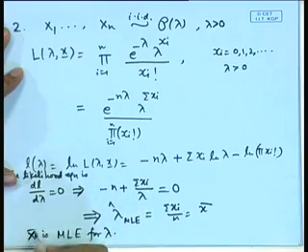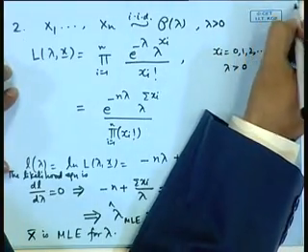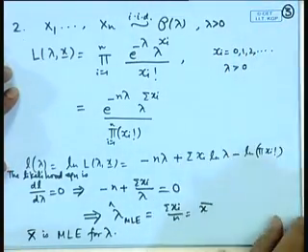Note here that in these two cases the maximum likelihood estimator and the method of moments estimators are same. However, as we will see, it is not a rule, in many cases they will not be the same. Let me take an example of that kind.